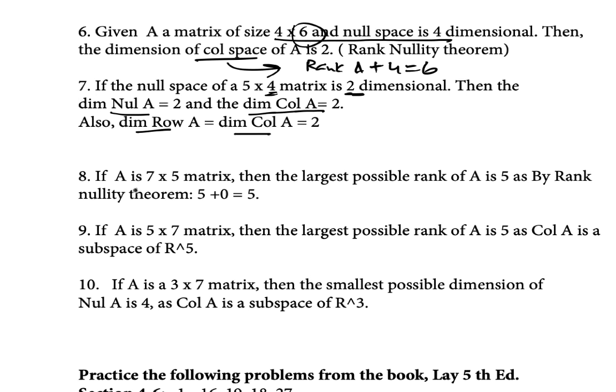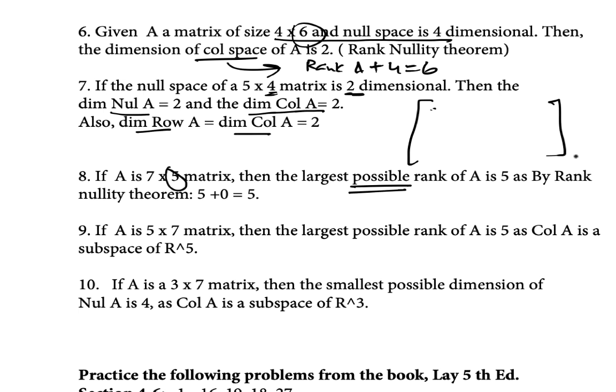Okay, if A is a 7 by 5 matrix, then the largest possible rank of A is 5. And how do we know that? Because rank means the number of pivot columns. If it's a 7 by 5 matrix, so 5 columns, remember, the largest possible rank of A is 5 because I only have 5 columns. So in other words, remember, the rank of A is the number of pivot columns.